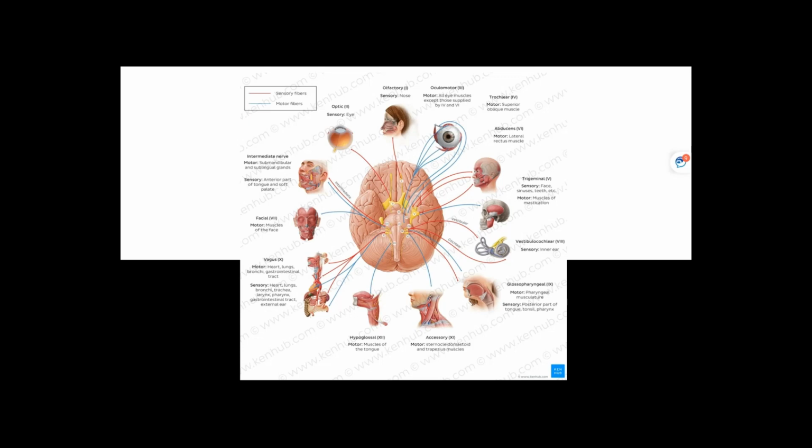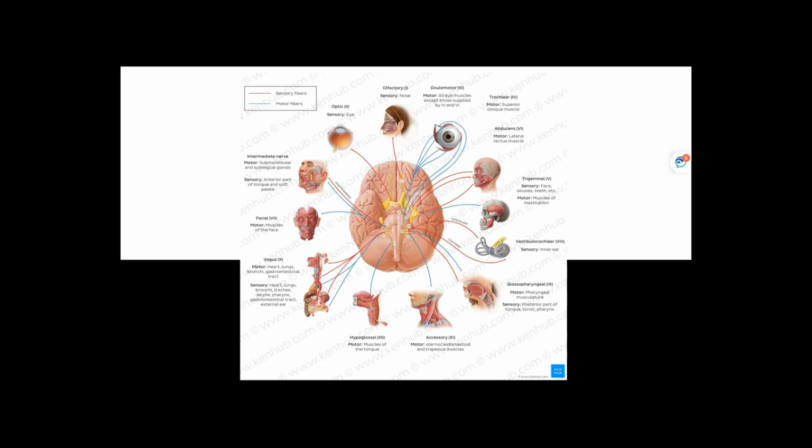Cranial nerve 1 is the olfactory nerve, and it carries impulses from the nose to the brain. Your olfactory nerve is primarily responsible for smell, our sense of smell. Cranial nerve 2 is the optic nerve, which carries those impulses from the eye to the brain. So the optic nerve is responsible for vision.